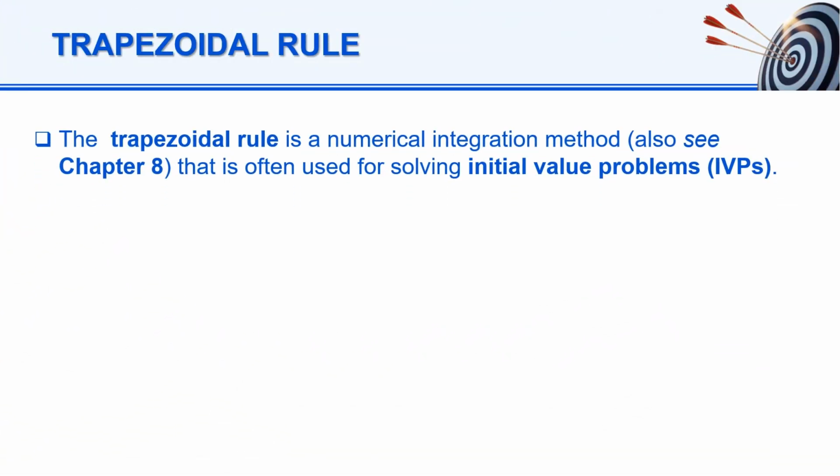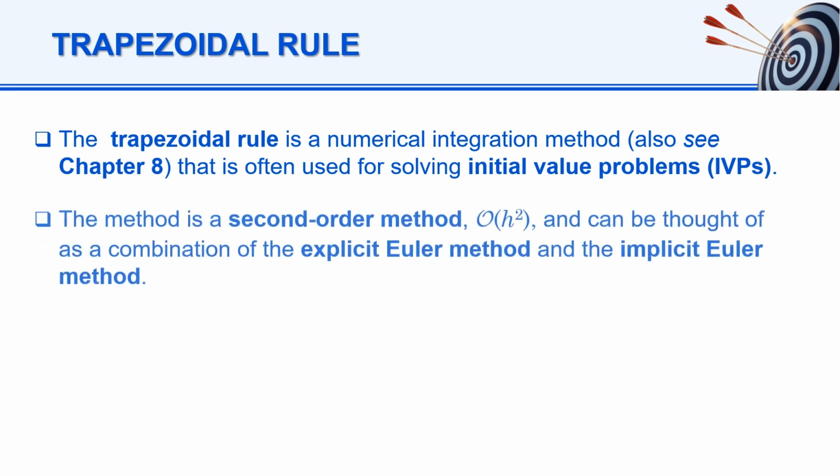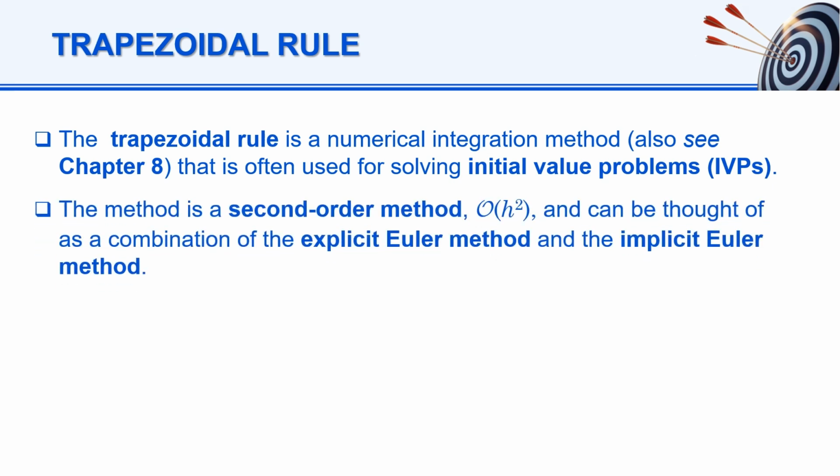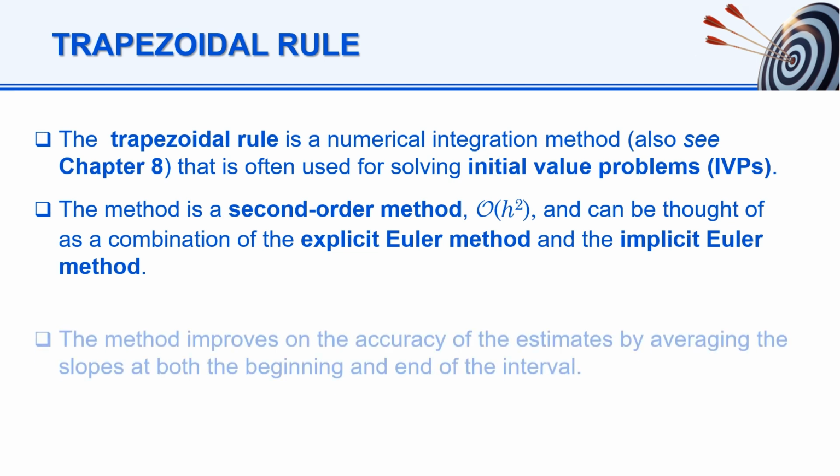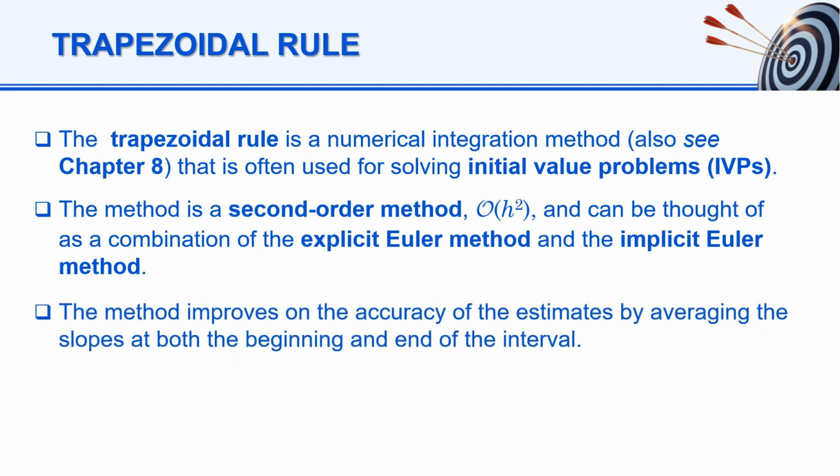The trapezoidal rule is a numerical integration method that is often used for solving initial value problems. The method is a second-order method and can be thought of as a combination of the explicit Euler method and the implicit Euler method. The method improves on the accuracy of the estimates by averaging the slopes at both the beginning, xi, and end of the interval, xi plus 1.